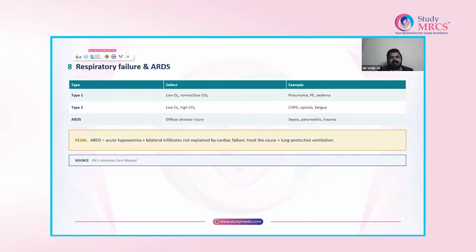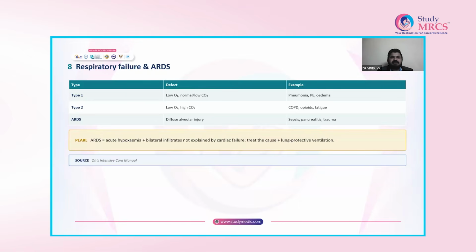So the respiratory failure and ARDS could be a type 1 or type 2 respiratory failure. Type 1 is hypoxic respiratory failure. Type 2 is respiratory failure due to hypercapnia, that is the high CO2. That's type 2 respiratory failure, seen in chronic obstructive pulmonary disease, opioid intake, etc. Type 1 is due to hypoxia, caused by pneumonia, pulmonary embolism, pulmonary edema, etc.